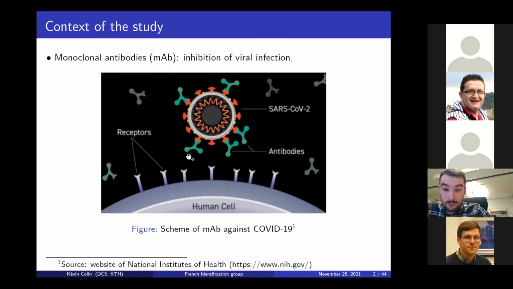In order to do this, the virus should bind to the receptors of the human cell. So the receptor in red of the virus should bind on the human cell. But if you add monoclonal antibodies as a treatment, these monoclonal antibodies in green bind themselves on the virus. And then the virus is not able anymore to bind on the human cell. That's basically how the monoclonal antibody treatment works.